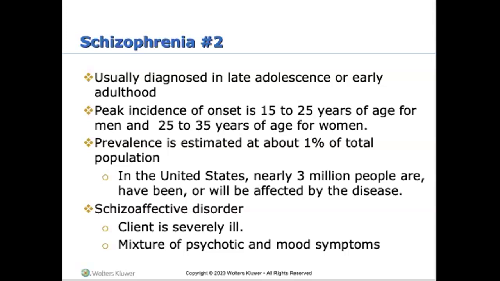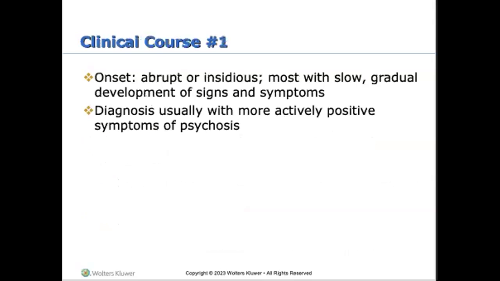Typically, treatment for schizoaffective disorder targets both the psychotic and the mood symptoms. Typically, they're going to use atypical antipsychotics as the first choice treatment, and mood stabilizers or antidepressants can be added on. Schizophrenia is going to be either very abrupt or it's going to be insidious, meaning a slow, gradual development of symptoms.